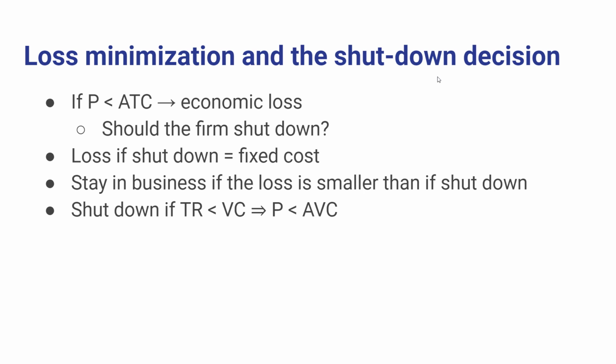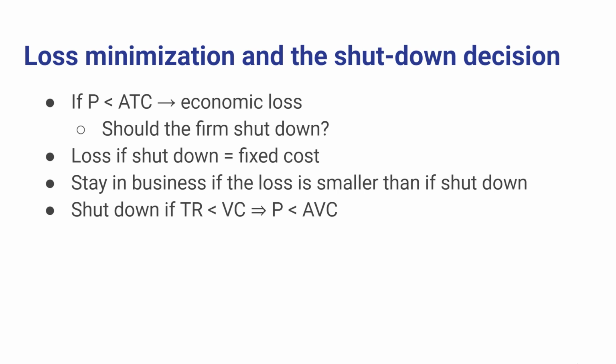But if the total revenue is less than variable costs, dividing both sides of that by Q, we know that total revenue over quantity is just the price. Variable cost over quantity is just average variable cost. So in other words, the shutdown point for the firm is that it will shut down in the short run if the price falls below average variable cost.